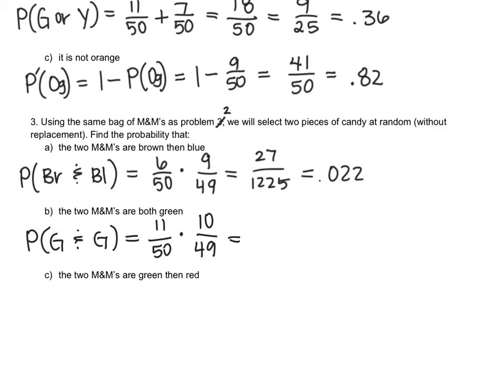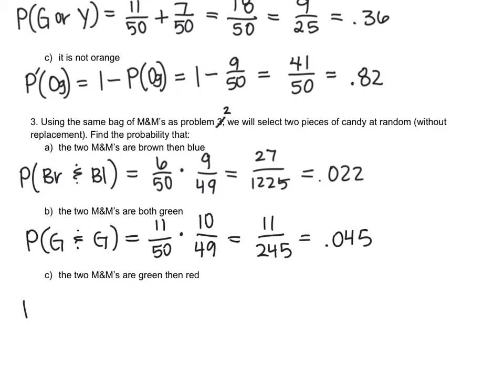As a fraction, that would be 11 out of 245, or as a decimal, 0.045. So there is a higher probability of selecting 2 M&Ms that are green.